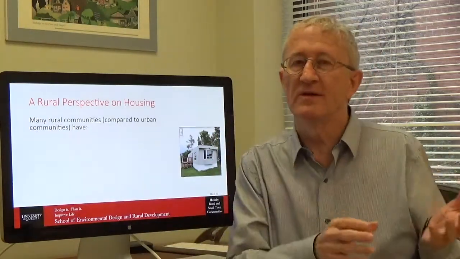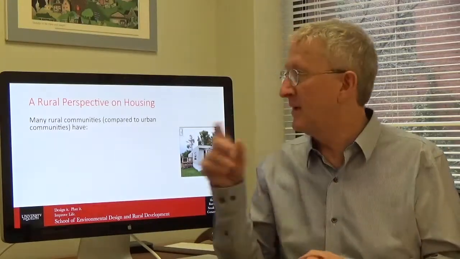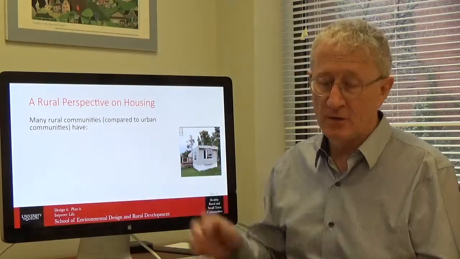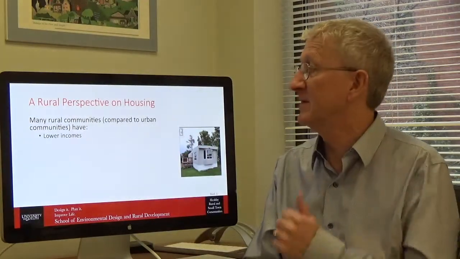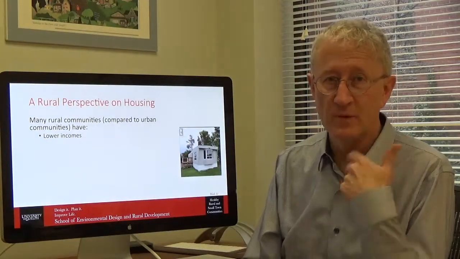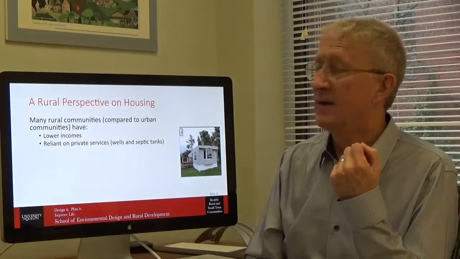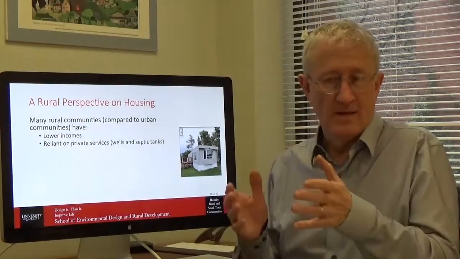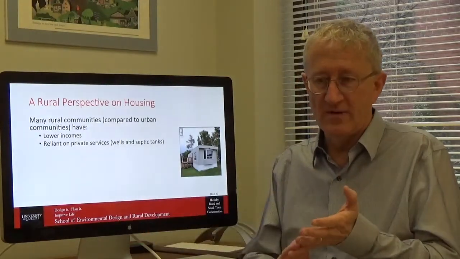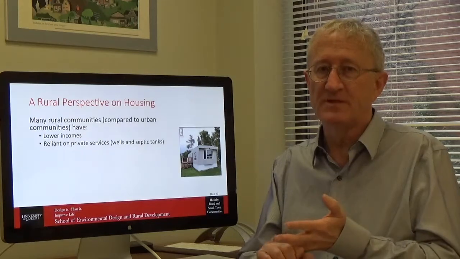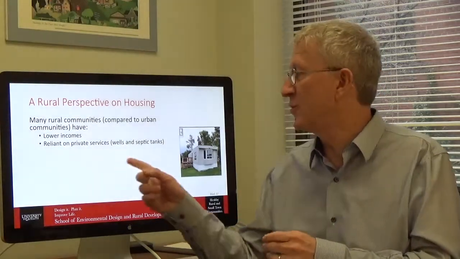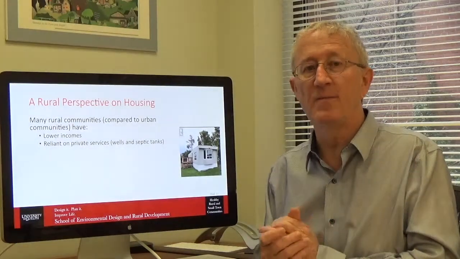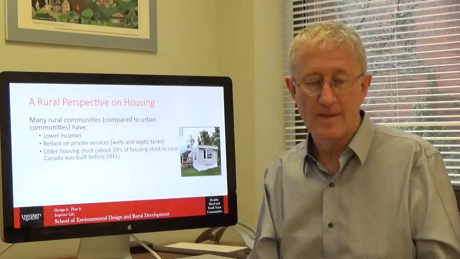So we often look at the literature and see how urban focused it might be. Try to draw out some of the rural perspectives on housing as they exist here. Compared to urban communities, many rural communities experience lower incomes, right? And we know that from previous work. As mentioned just a moment ago, reliant on private services. Certainly in the countryside, it's almost certainly going to be a private well and private septic system. In many small hamlets, it's also private wells and private septic systems. And you can appreciate the risk for contamination that can exist in those environments.